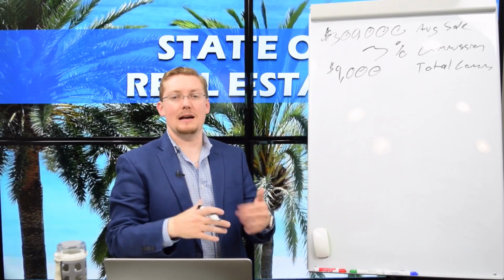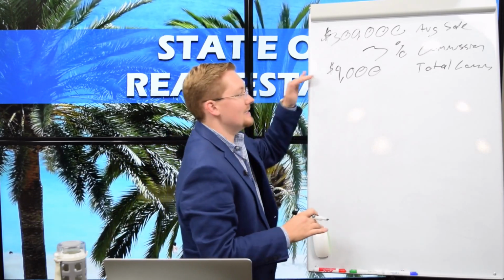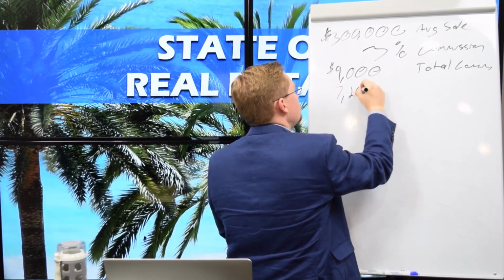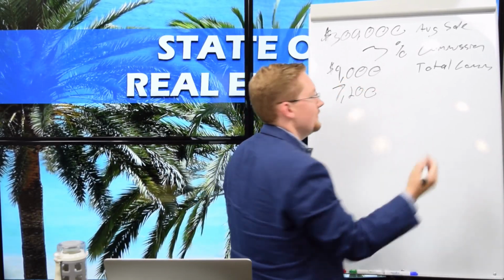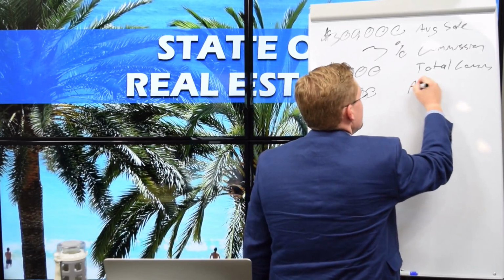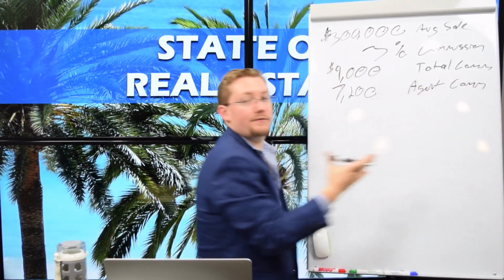Let's stick with our example. Let's say maybe we have an 80% split negotiated with our broker. So out of this $9,000, that's $7,200 that actually goes to the agent. So that's going to be our agent commission here. So this is the first math you need to do.